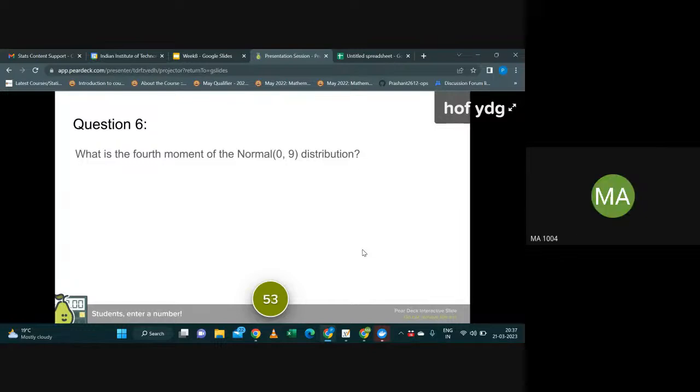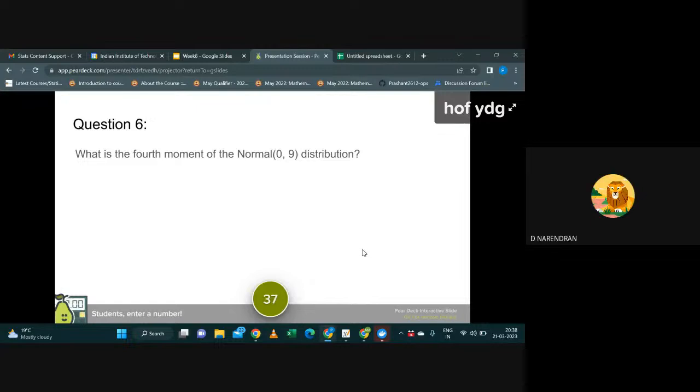But the best thing is you need to understand the concept, I mean why we are doing these things. Suppose instead of normal, there is some other distribution, then you have to do the expansion again.